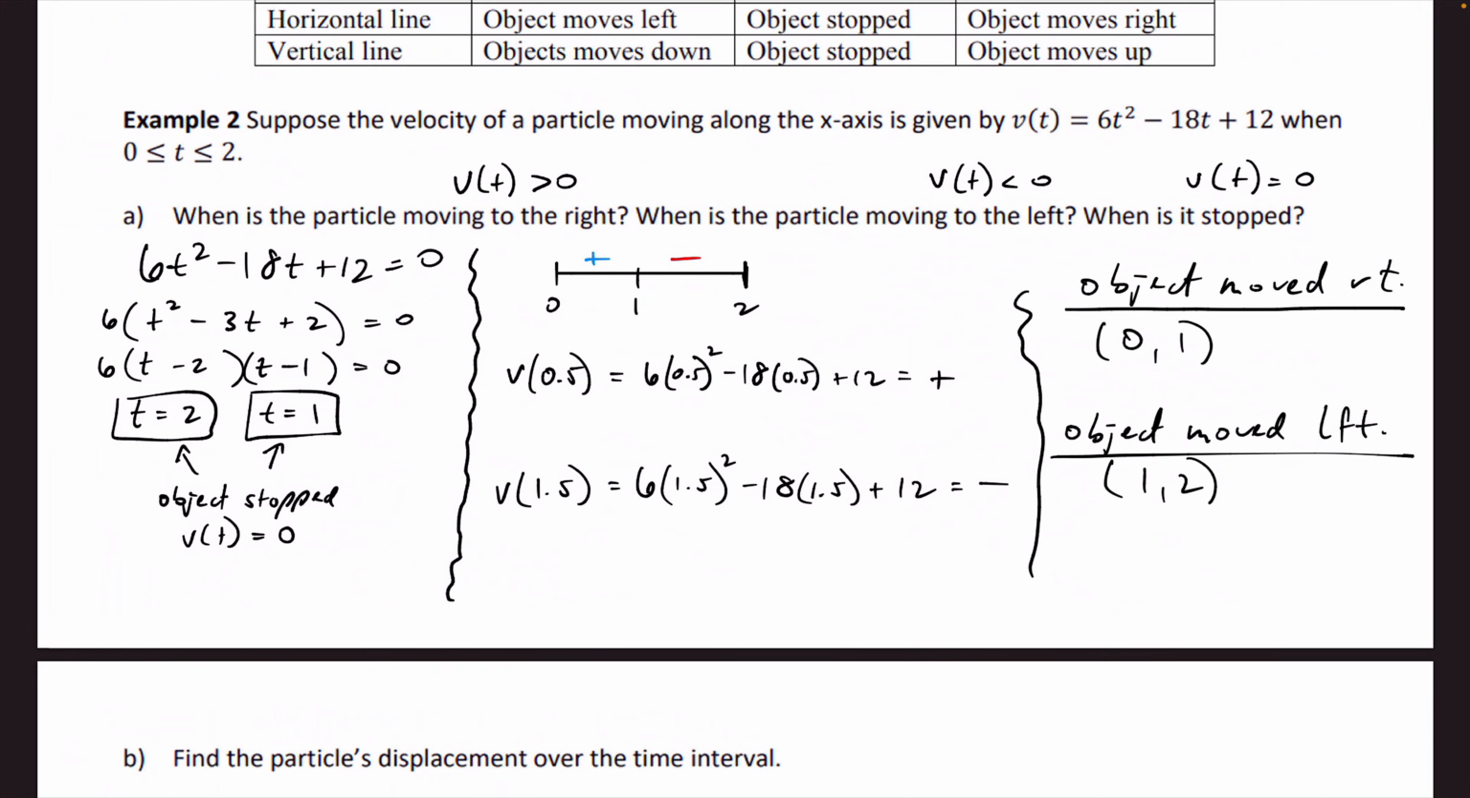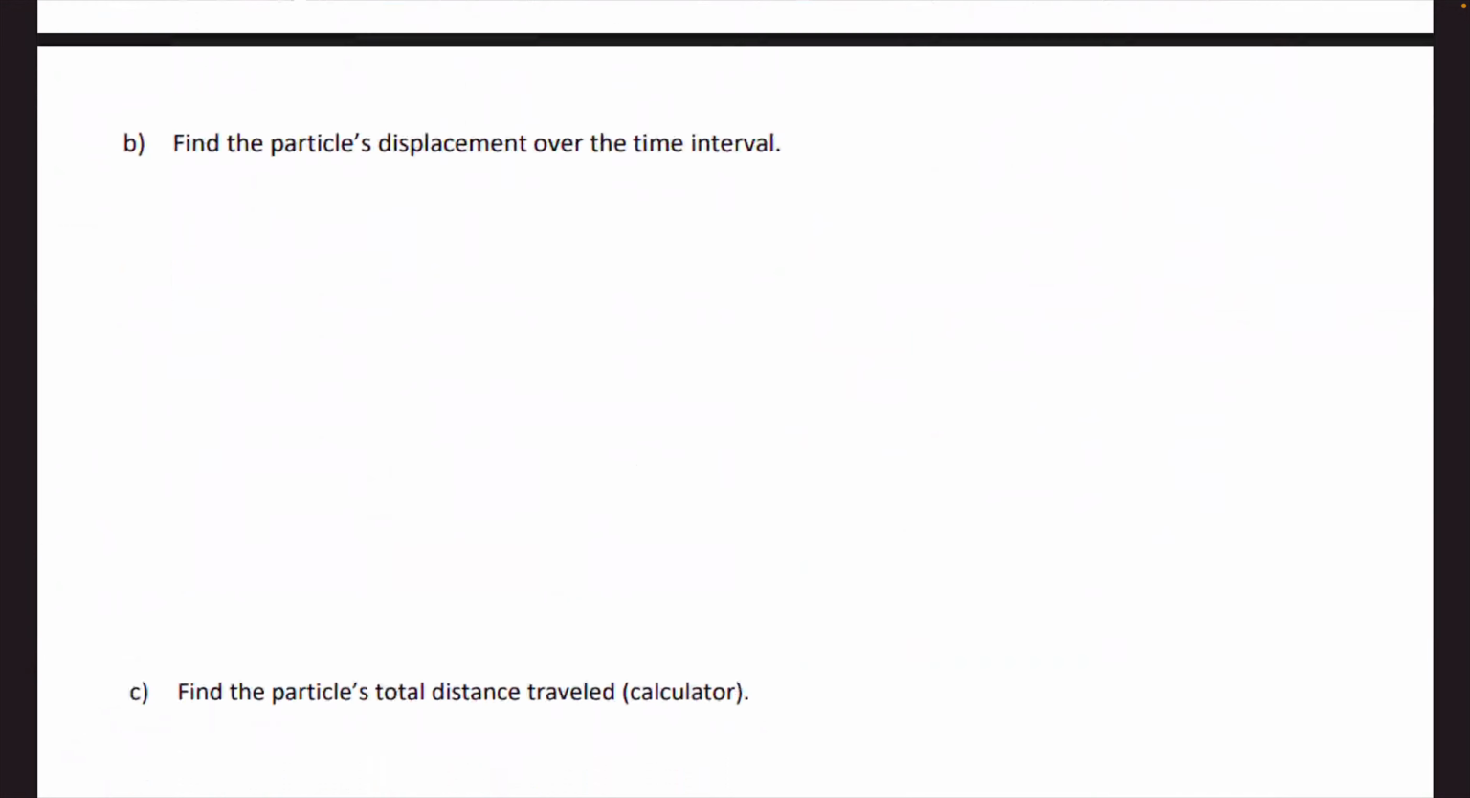Okay. So that's review of what we did last semester, because a lot of that lingo you're going to see today. You're definitely going to see object moves right, object moves left, v of t, you're going to see all those types of things. Okay? So now let's get to today's stuff. Turn it to the next one. So we're not quite done with the problem yet.